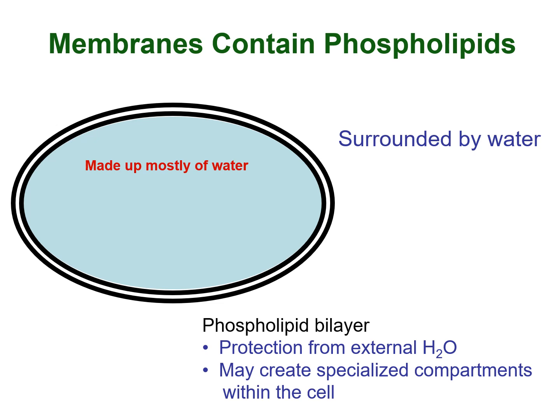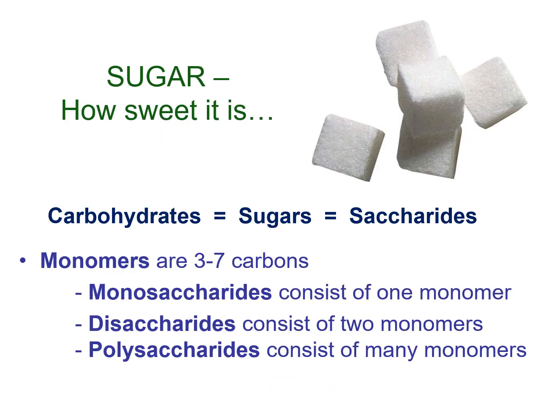So this gives the cell protection from the external environment, and water, like I said, is actually potentially a destructive force. It will solubilize things, it will dissolve things. And also it allows the cell to make compartments inside, so things like the Golgi body, the endoplasmic reticulum, the nucleus, etc. On to our next macromolecule, and that would be sugar, carbohydrates.